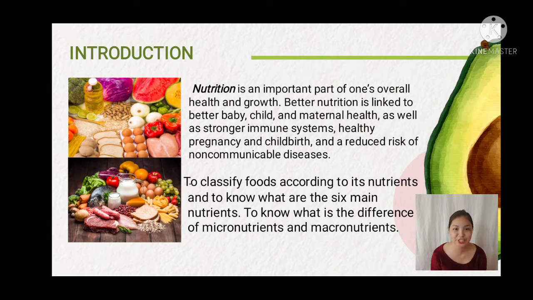So what is nutrition? Nutrition is an important part of one's overall health and growth. Better nutrition is linked to better baby, child, and maternal health, as well as stronger immune systems, healthy pregnancy and childbirth, and a reduced risk of non-communicable diseases. To classify foods according to their nutrients, to know what the 6 main nutrients are, and to know the difference between micronutrients and macronutrients, we will proceed to the next slide.